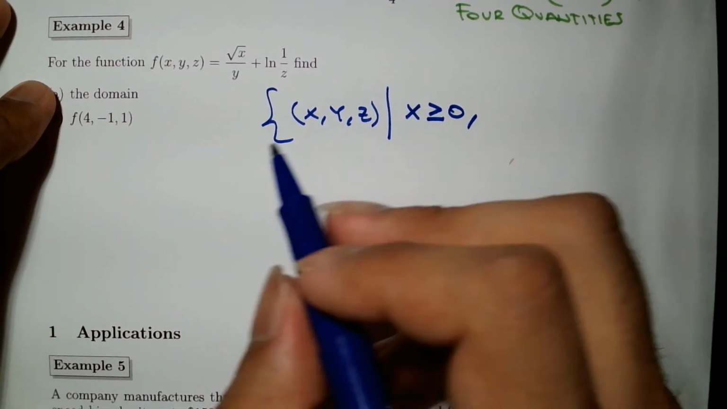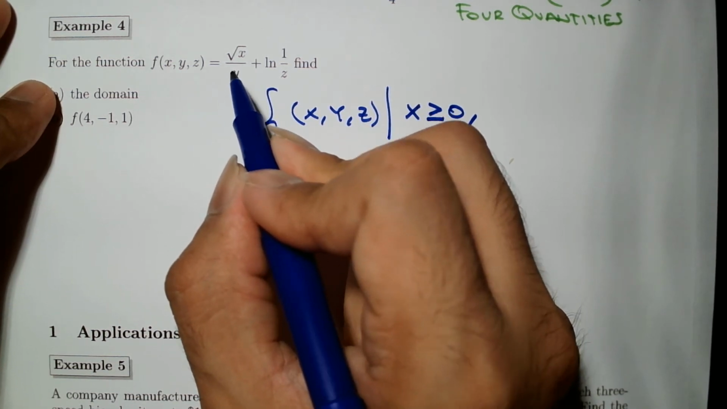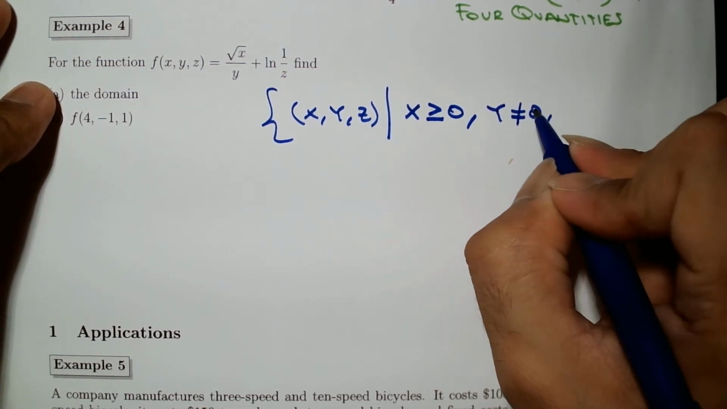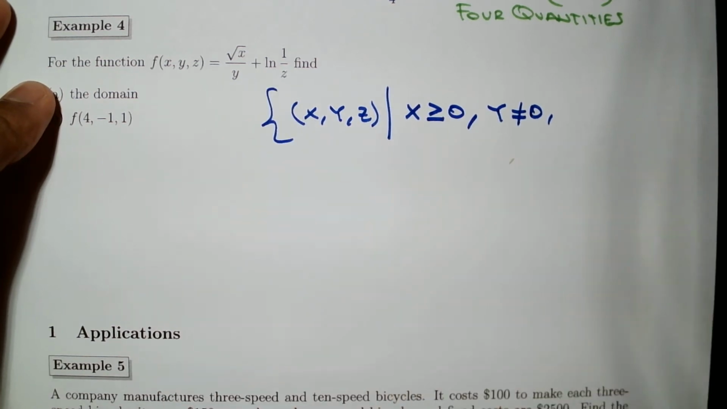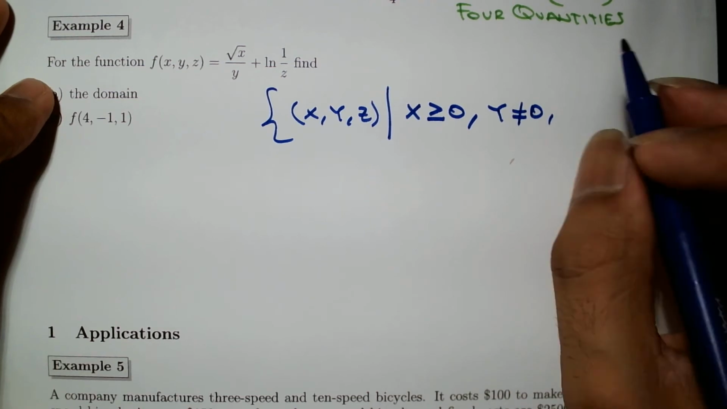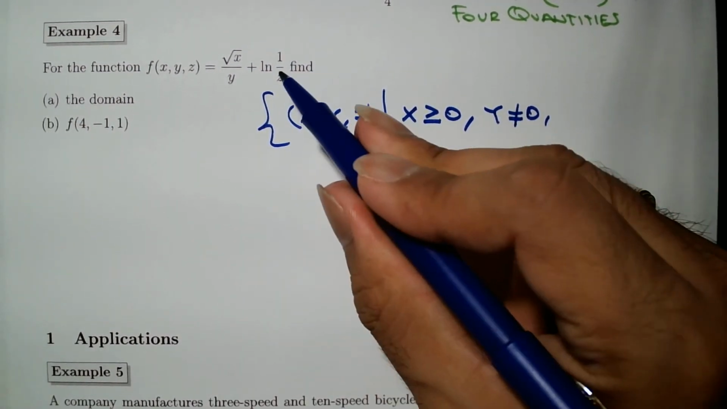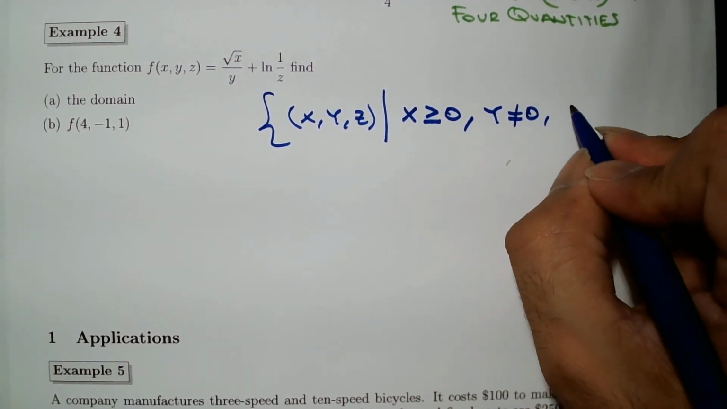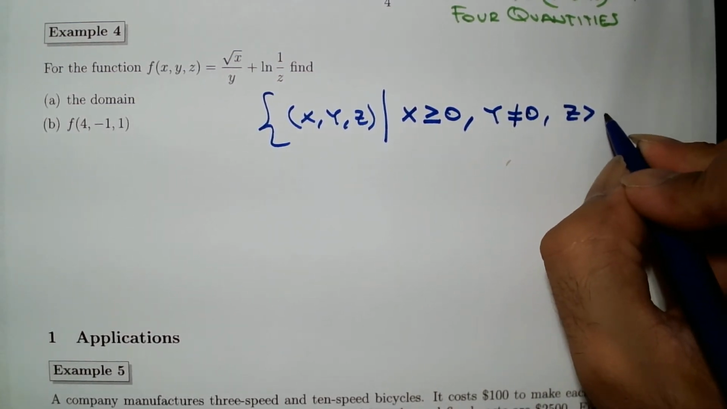Let's look at the y. Well, the y is right there as well. So in this case, y cannot be 0. And finally, the variable z. Notice the position of z. Z cannot be 0, but also because it's inside of a logarithmic function, it cannot take negative values, so z has to be strictly greater than 0.